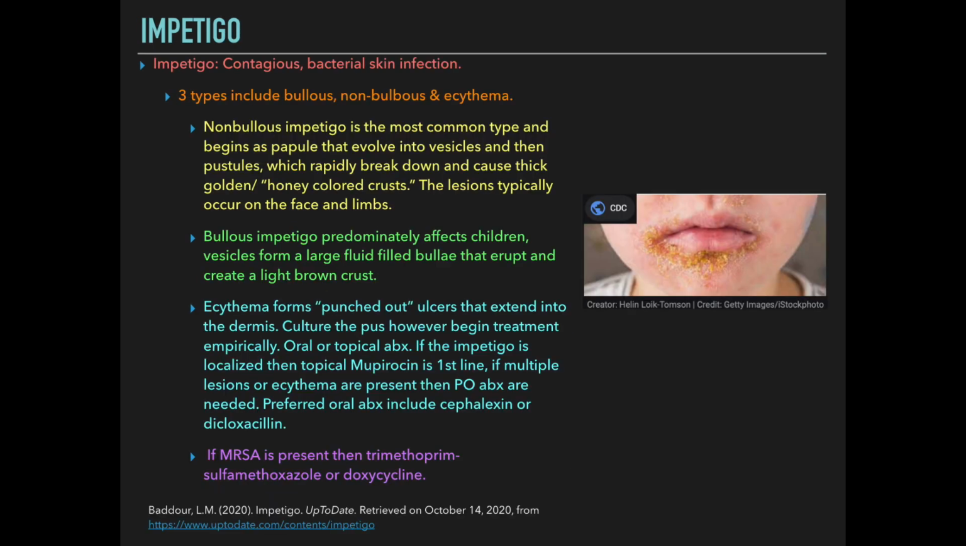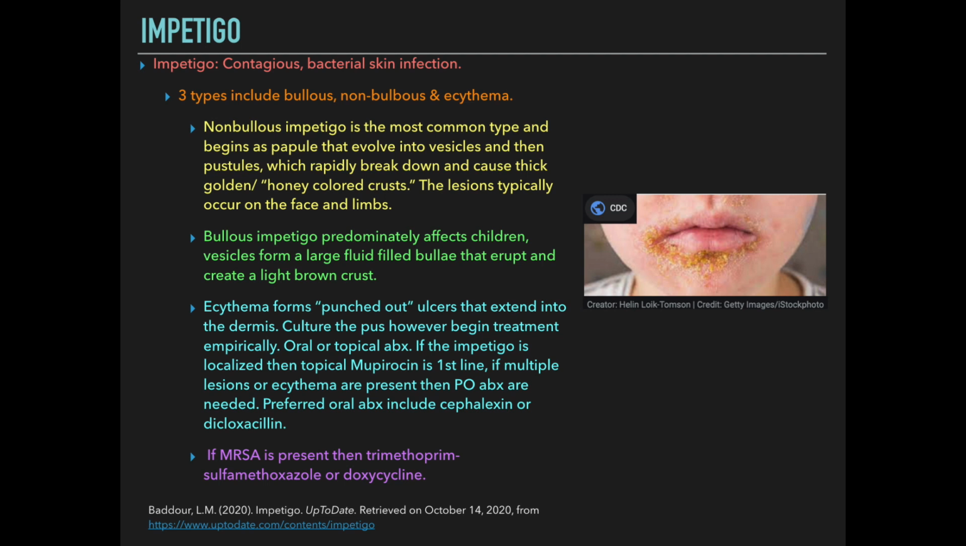Here we have impetigo, which is a bacterial skin infection, and it's divided into 3 different types, including bullous, non-bullous, and ecthyma. So non-bullous impetigo is going to be the most common type, and this begins as papules that evolve into vesicles and then pustules. And these rapidly break down and cause a thick golden or quote-unquote honey-colored crust, and these lesions typically occur on either the face or the limbs.